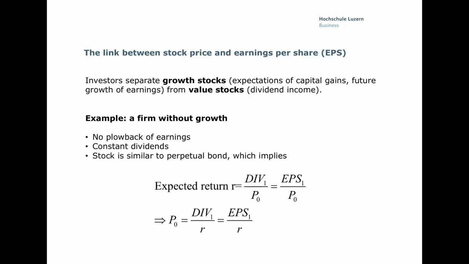Investors very often categorize stocks into value stocks and growth stocks. Growth stocks are based on investors' expectations of capital gains and future growth in earnings, while value stocks are stocks that offer a dividend income already today. For instance, a firm without growth does not plow back any earnings and pays a constant dividend. Stocks of such firms are similar to a perpetual bond, which implies the expected return is the dividend payment divided by the current stock price.